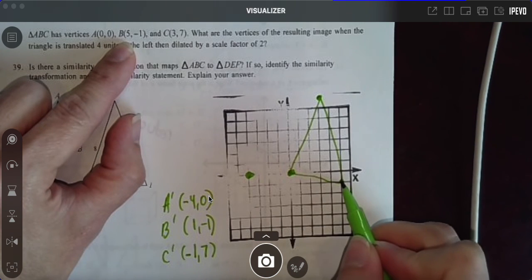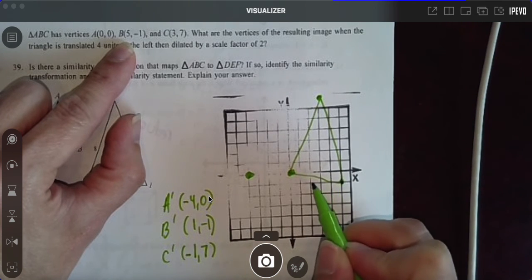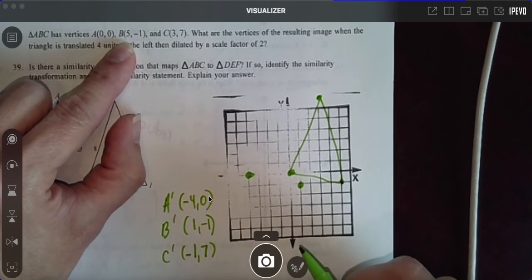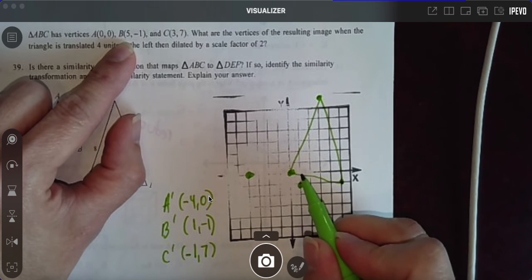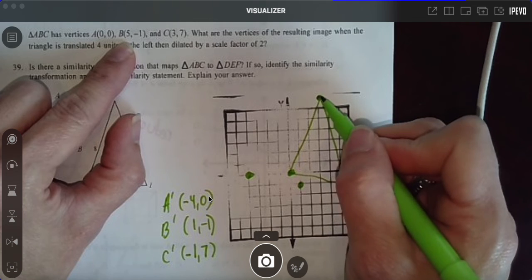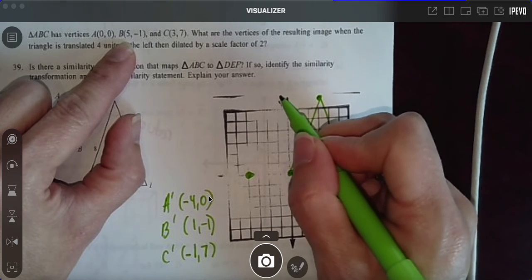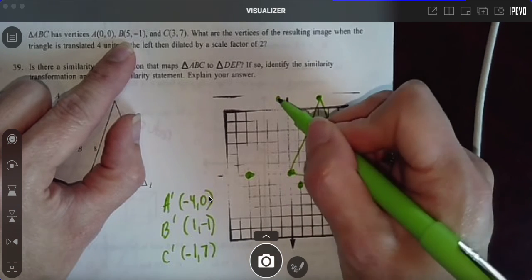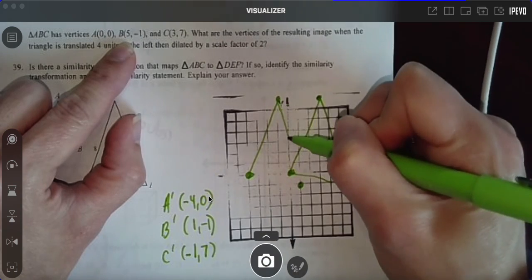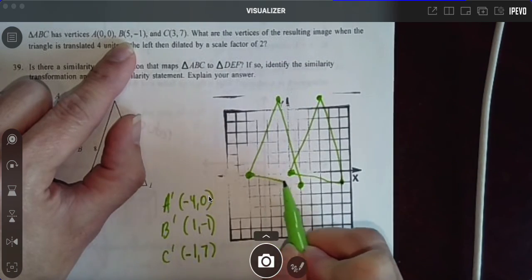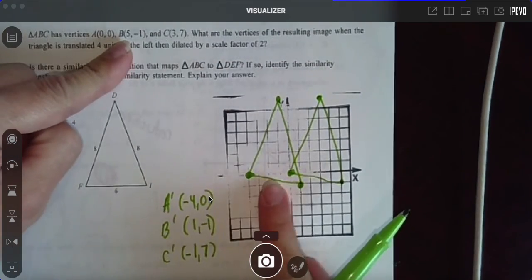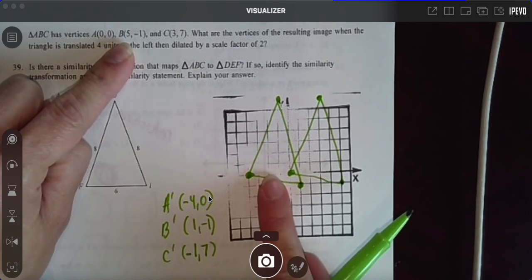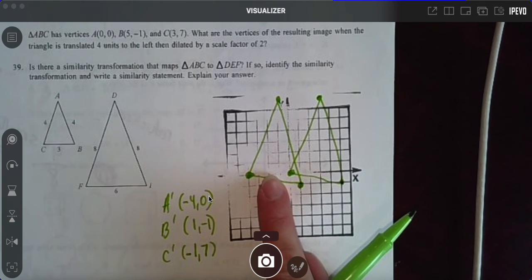Okay, but that's okay if you didn't know that. Move this one to the left 4. 1, 2, 3, 4. Okay, which is at 1, negative 1. Move this one over 4. 1, 2, 3, 4. So here's my translation. Is everybody good with that? I have just moved it over 4. If you didn't want to write them like this, you can just graph it. But then what does it say that I'm going to do?